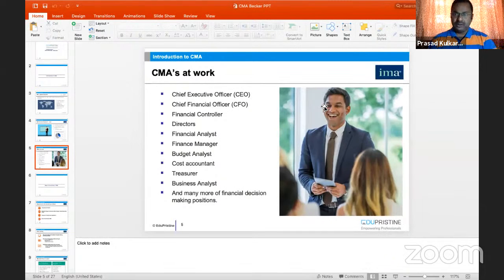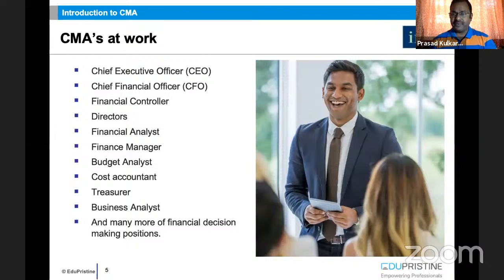Okay. So CMAs play a very vital role in the overall organization, in the decision-making process of various organizations. With their experience, their expertise, their qualifications, their subject matter expertise, they can play a very vital role in the growth and scaling up of the organization, and they can play roles at multiple levels, right from the CEO to business analyst to financial analyst to finance manager, budget analyst. They are very good at budgeting. That is one of the primary skills that every CMA would generally have.